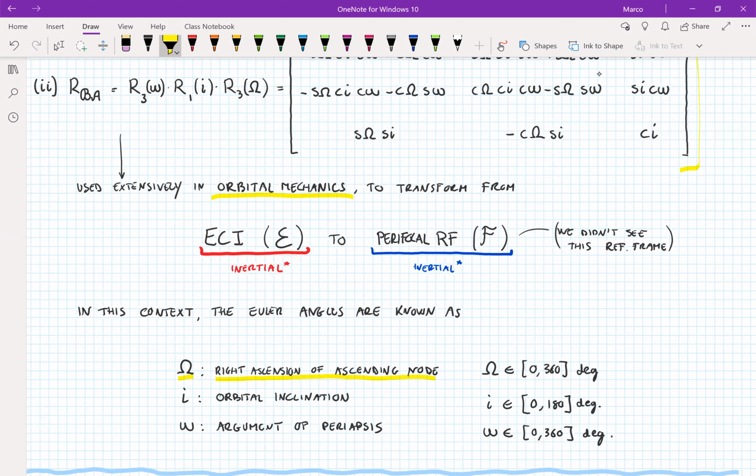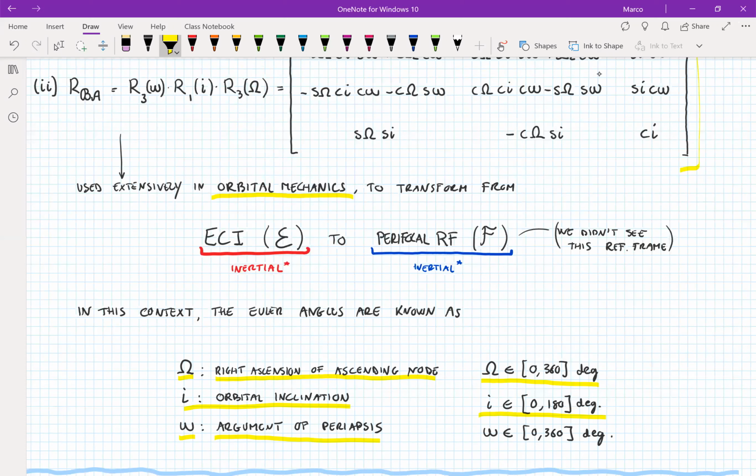And its values vary from 0 through to 360. Then I is the orbital inclination, and that is a value between 0 and 180. And finally, we have a small omega, which is the argument of periapsis. So don't worry about it for now. I will probably give you some material about this later on.